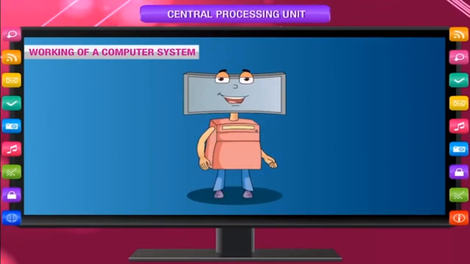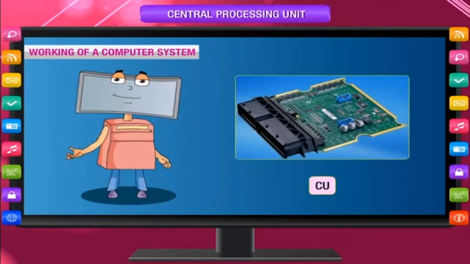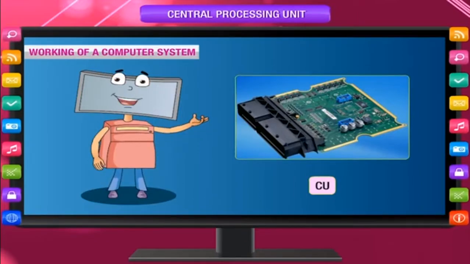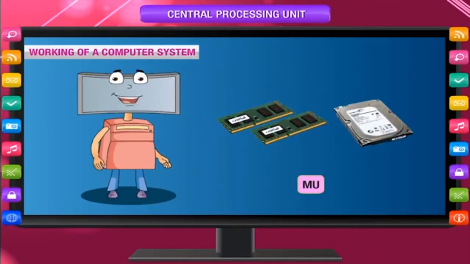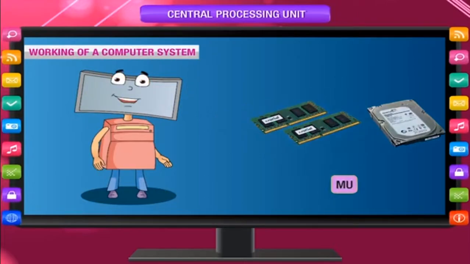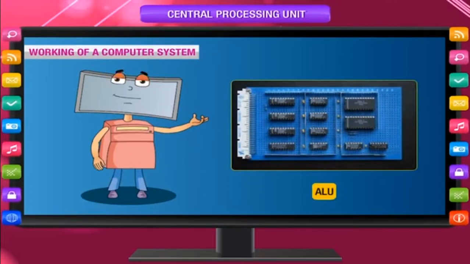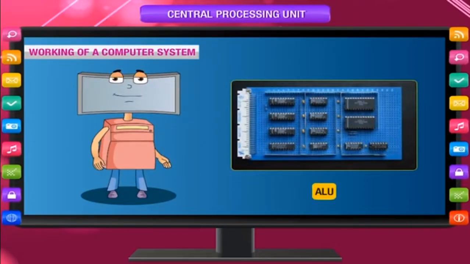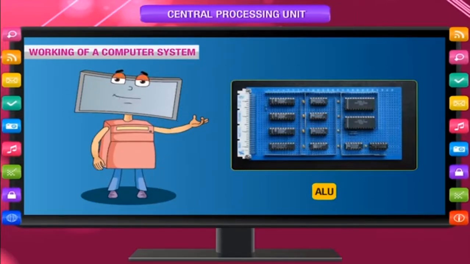All these activities are performed by the CPU. The control unit, or CU, decides when to take input from the input device. It then sends data and instructions to the memory unit, or MU. When required, the data is sent to the ALU and calculations are made as told in the program. Moreover, after calculations, when and where to store the output is also decided by the CU.